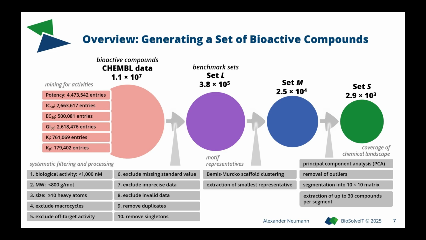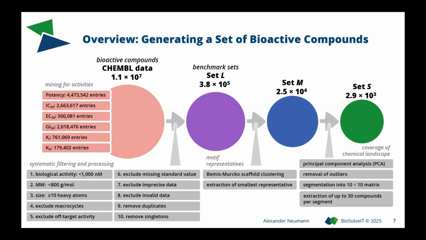ChEMBL is publicly accessible. We can argue about the quality of data, but nevertheless, it's still in the higher tiers. So we took the ChEMBL data with approximately 11 million entries. And those entries contained potency, IC50 values, you see everything in pinkish on the left side. And we did some systematic filtering regarding, okay, what would you like to have by the end of the day? So what we wanted to have is a set of relevant bioactive compounds.